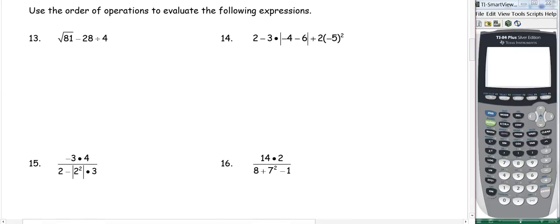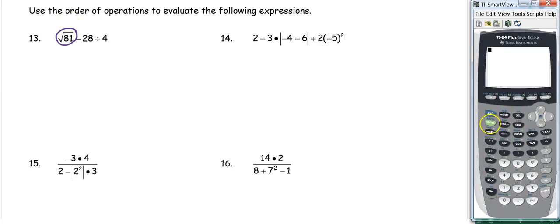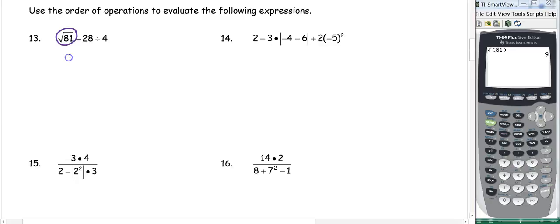So number 13, the square root of 81 minus 28 divided by 4. So I don't see any parentheses. This square root of 81 is treated like an exponent. So in my calculator, if I'm not sure of the square root, I can do second, that x squared button, the fifth one down, which gets me my square root, 81, enter. That gets me 9 minus 28 divided by 4.